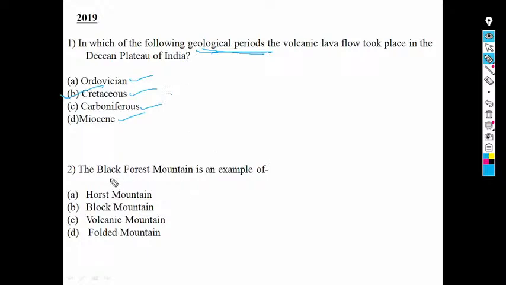Next, the Black Forest Mountain is an example of which one: horst mountain, block mountain, volcanic mountain, or folded mountain? Your answer is that the Black Forest in Germany is a block mountain. Let's go for the explanation. We'll see.